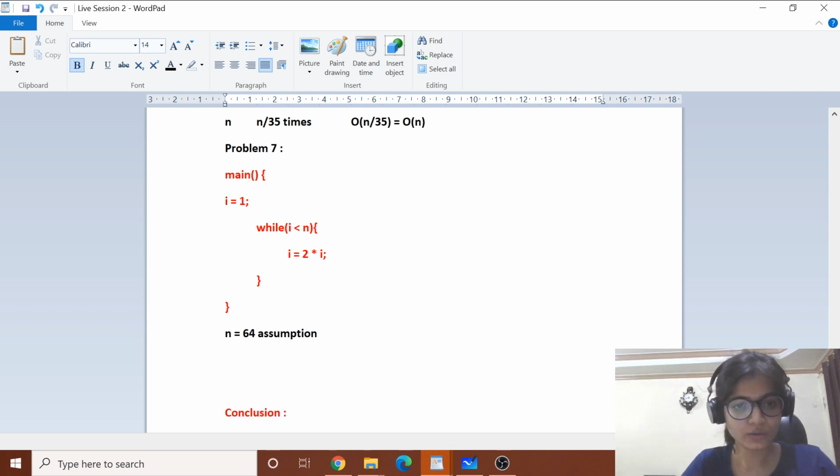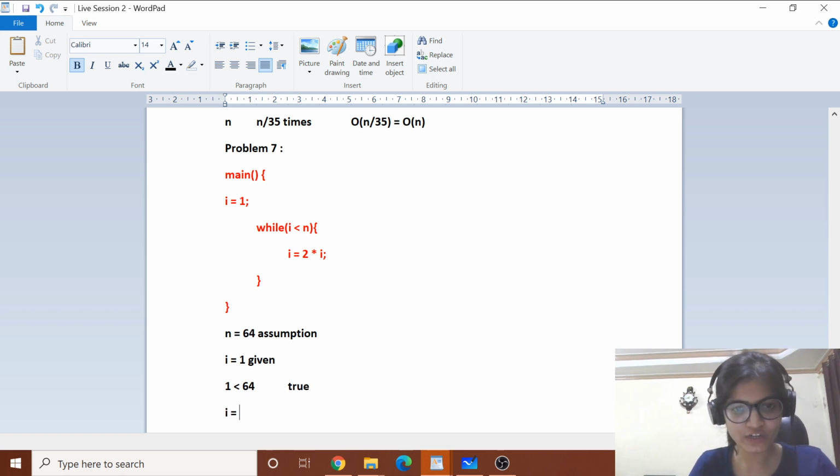Okay, so I again start with the value of I equal to 1. Again the condition will be checked. Up to now, the value of n was what we were assigning to I, and then it was entering the while condition. Now here it is given in the code itself that the value of I is 1. Now it is checking whether 1 is less than 64. Yes, it's true. So what will happen?